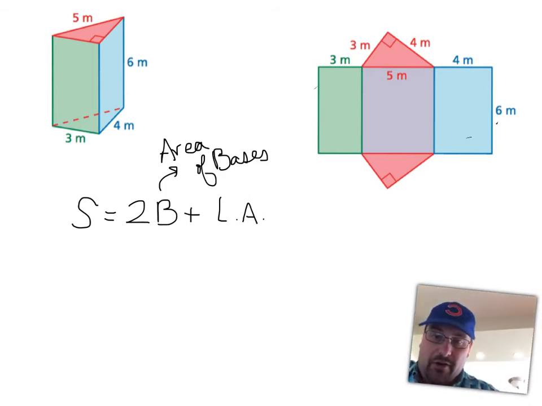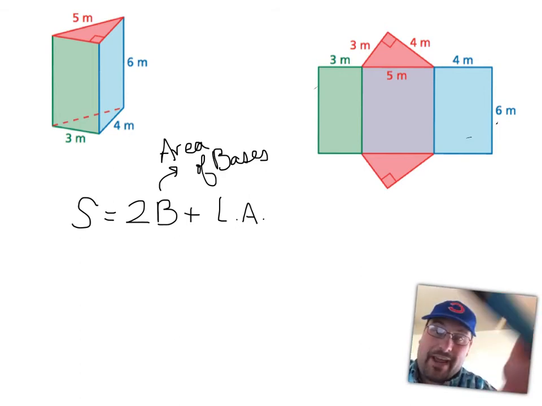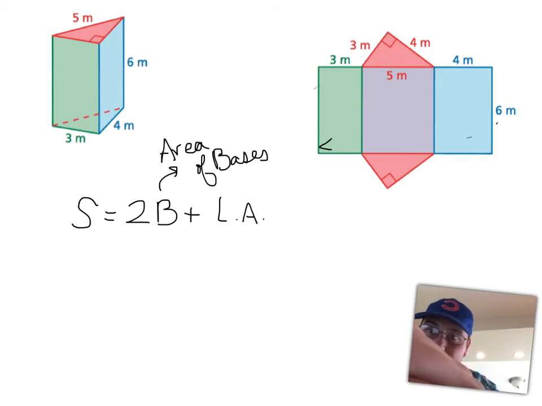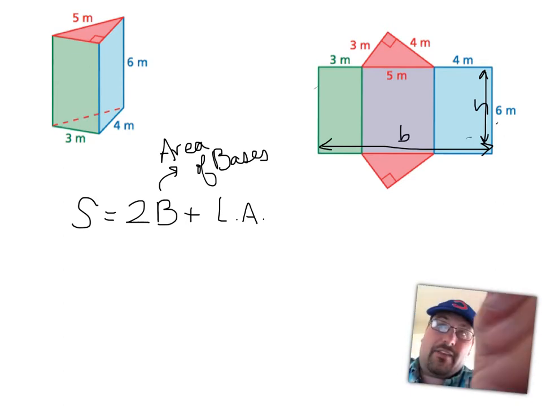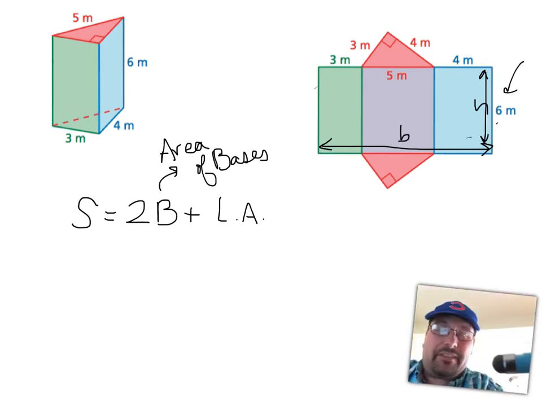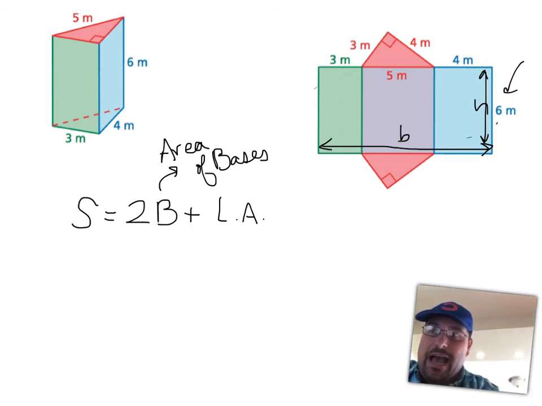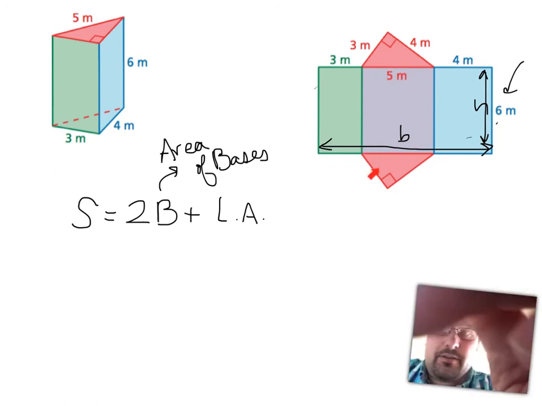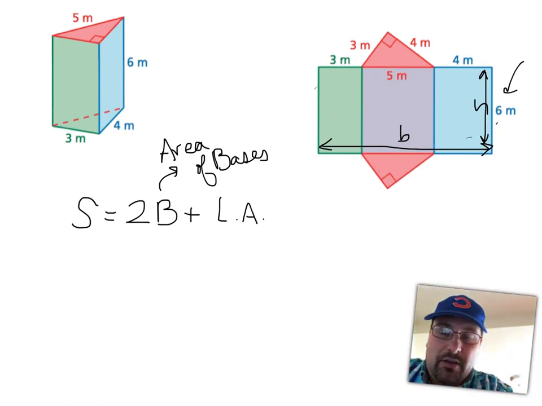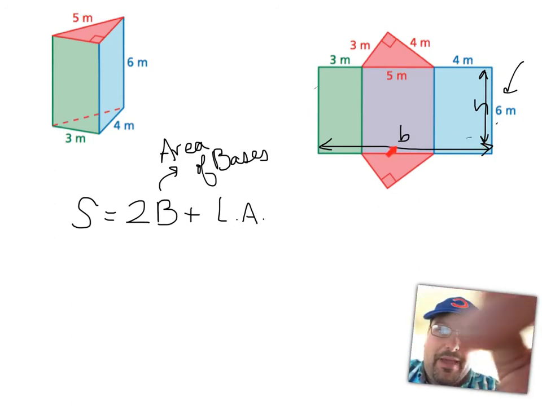I could find the area of each individual rectangle, but I can make this one big rectangle and just do base times height. But the height, they'll always give you. But the base, they won't, so you have to find it. How can I find this base? So what could you do? If I wrap this base up, it's going to wrap around the base triangle. So what is that? That's the perimeter of the base.